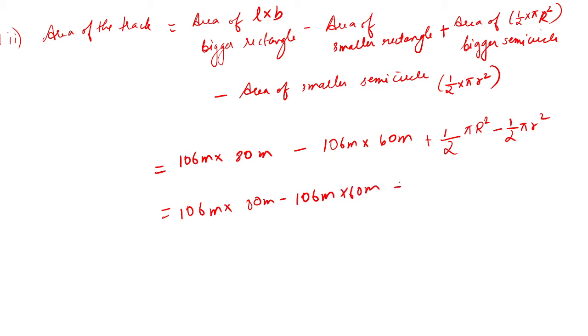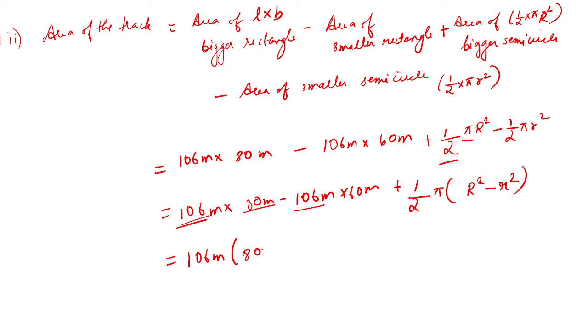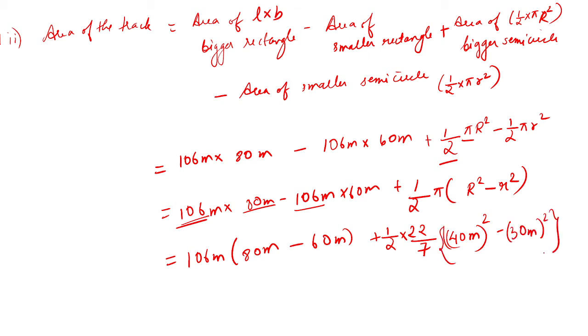What can I take common over here? I can take 1 by 2 pi common, so I'll be left with R square minus r square. And from the rectangles, I can take 106 meter common, so I'm left with 80 meter minus 60 meter, plus 1 by 2 into, replacing pi with 22 by 7, the bigger radius 40 meter square minus 30 meter square. Clear?